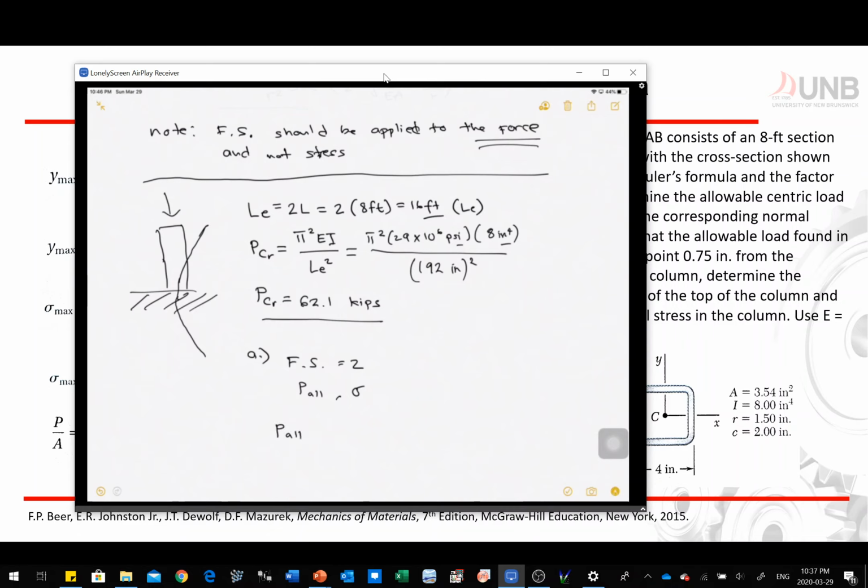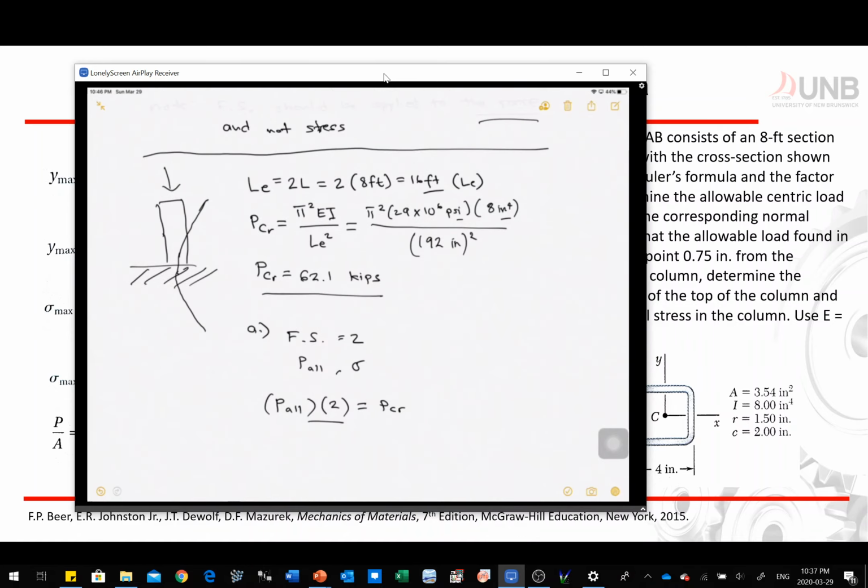Now for the allowable force, you have to divide PCR by your factor of safety. So remember that you are dividing this load right here, your PCR, by the factor of safety. And you know your PCR, which is equivalent to 62.1 kips. So you can easily get your allowable load, which is equal to 31.1 kips.